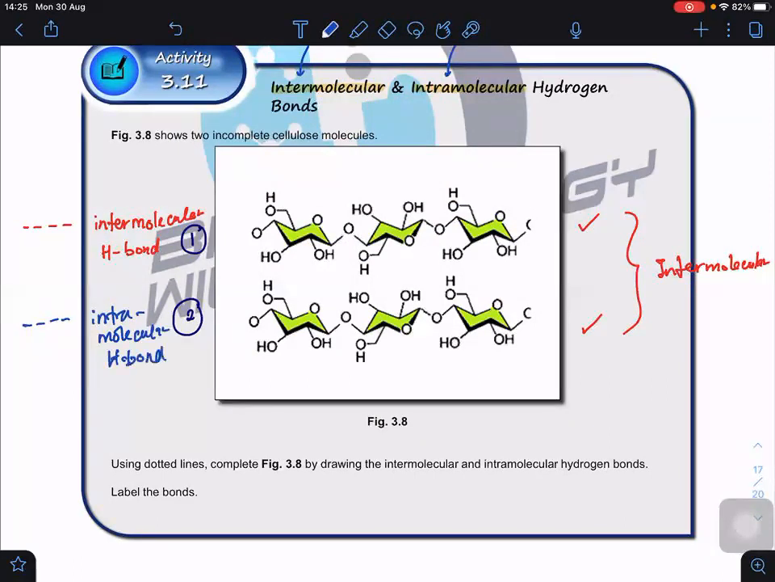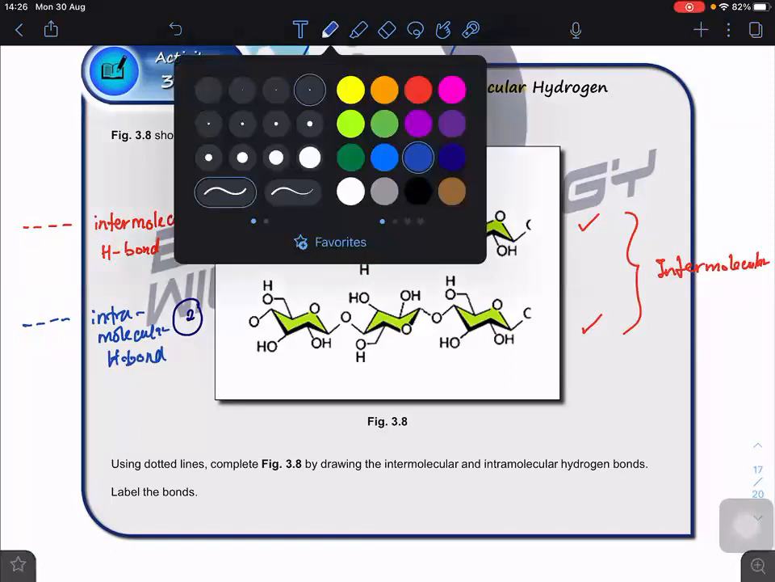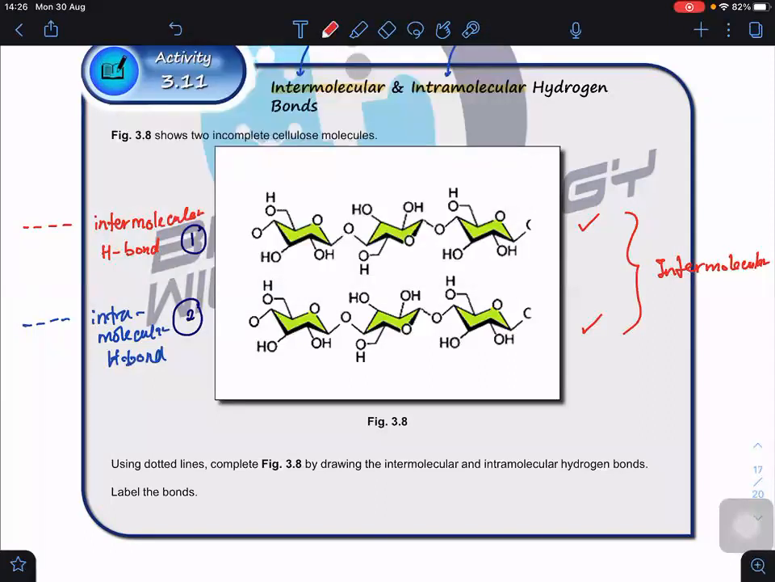Okay, so we'll start with the intermolecular hydrogen bond. So how does it form? Look at this, O delta negative, H delta positive. So it can form an intermolecular hydrogen bond. Can you see that? So H and O join together. H and O together. Can you see that? So this is how these intermolecular hydrogen bonds can be formed.